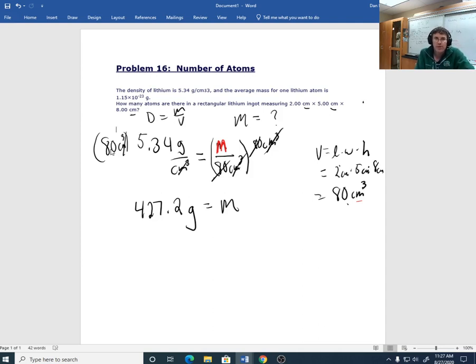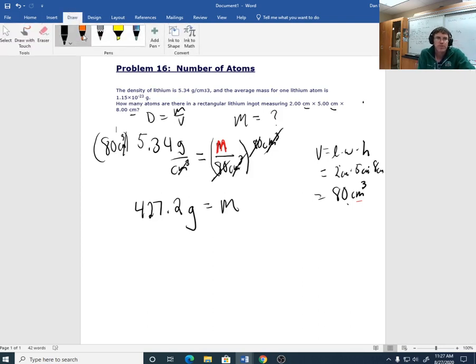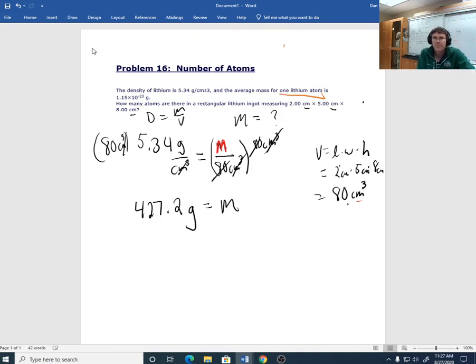Now, they want atoms, and they give us a conversion factor. Well, what's our conversion factor here? Our conversion factor is 1 atom of lithium equals this many grams. It's very tiny, but you would expect that, 1.15 times 10 to the negative 23rd grams. So there's our conversion factor.